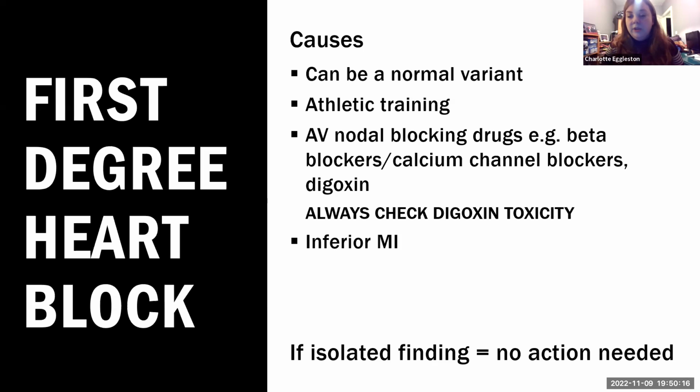It can be kind of normal. Often athletes can have a bigger gap there, and it can be from drugs that we use to try and slow down the heart, things like beta blockers or calcium channel blockers. If someone's on digoxin, always worth checking their digoxin levels for this. And it can be from an inferior MI, but just less commonly, and normally you'll have other signs to go along with it. If it's the only thing that's odd on your ECG, you shouldn't need to do anything about it. You might want to tweak their medications a little bit to bring them down if their heart rate's slow, but otherwise you're not going to be that excited.